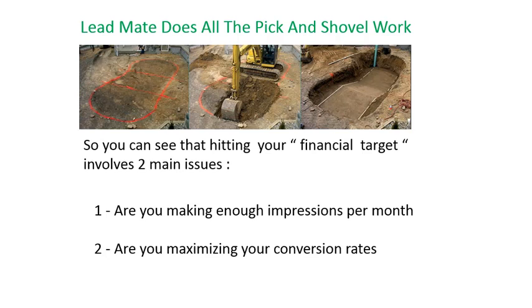You can see that hitting your financial target involves two main issues, because you've got this tool that will do all the work for you, but you need to know what values to plug in. Number one, are you making enough impressions per month to hit your goal? So are you contacting enough people with your message? And then, are you maximizing your conversion rate? So is your message effective? Because you're reaching them, you're going to know how many people opened the email and how many people didn't.